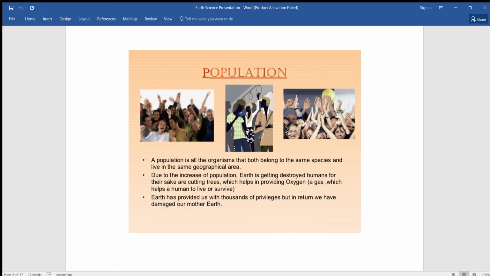Na-experience nyo ngayon yung tinatawag nating global warming, di ba? So, mamaya, i-discuss natin about yung global warming because of the cutting of the trees. Hindi tayo nakakapag-produce ng more oxygen. So, sa discussion nyo sa science class nyo, di ba? Ano ba ang nagpo-produce ng oxygen? Di ba ang mga plants?